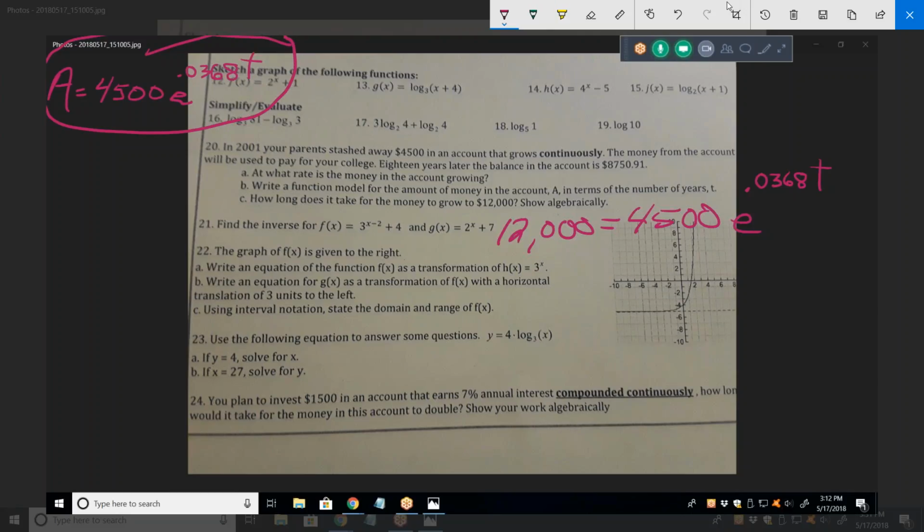So let's solve this. How do I solve this? Next step? Divide by 4,500. Oh, one sec. What's 12,000 divided by 4,500? 2.6 or 2.7. Round it off. Okay, now we got this. And what's the next step? Natural log, both sides. Once you take the natural log, this whole thing becomes the exponent.